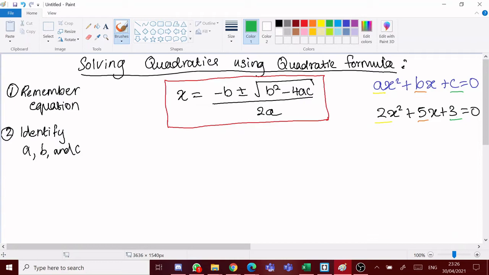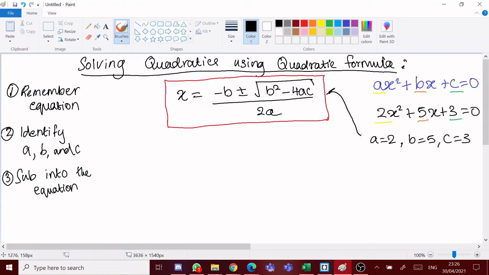And the third step is sub into the equation. So you will have to substitute the values a is equal to 2, b is equal to 5, and c is equal to 3 into this equation. So that is the third step, substitution. So I will always suggest, first of all, write this down on paper before you just type it in your calculator.